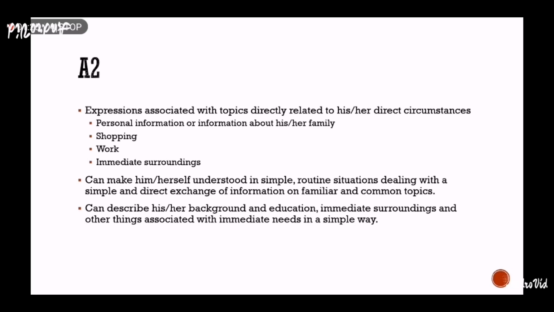In A2 level, you can understand and use expressions associated with topics directly related to your direct circumstances. For example, your personal information and information about family, shopping, work, immediate surroundings. In A2 level, you can make yourself understood in simple routine situations, dealing with simple and direct exchange of information on familiar and common topics. Also, you can explain your background and education, immediate surroundings, and other things associated with immediate need in a simple way.